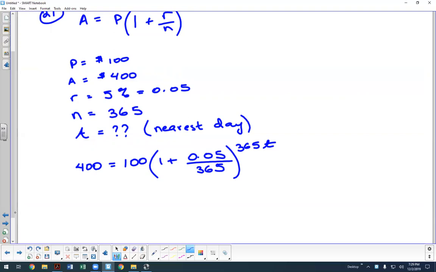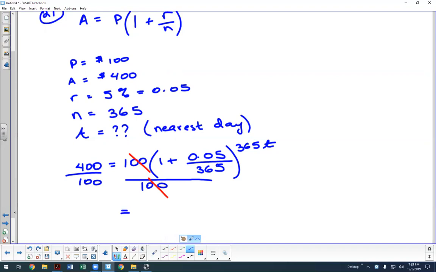Okay, so we got to be a little careful this time. This whole parentheses is our base, which is raised to the exponent of 365 times t. So the first thing you want to do is get rid of that 100. Since it's 100 multiplied with the parentheses part, we're of course dividing both sides by that 100.